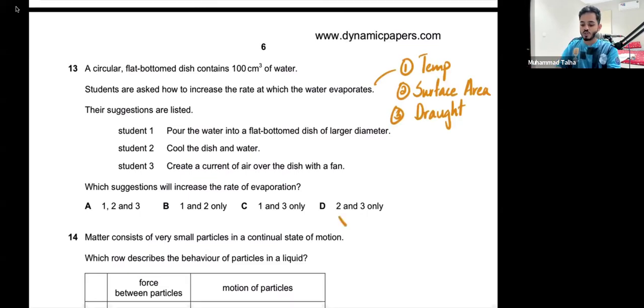So any option which does not contain 1 is wrong. Cool the dish in water. This is wrong. This is going to decrease the rate of evaporation. So 2 is wrong. So not this, not this. I don't even need to look at this. It must be C. And if I see what 3 actually says, this is true, that if you have some draught over the surface, this will increase the rate of evaporation.